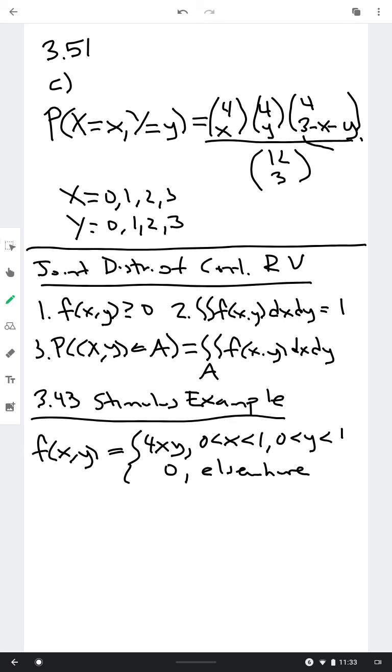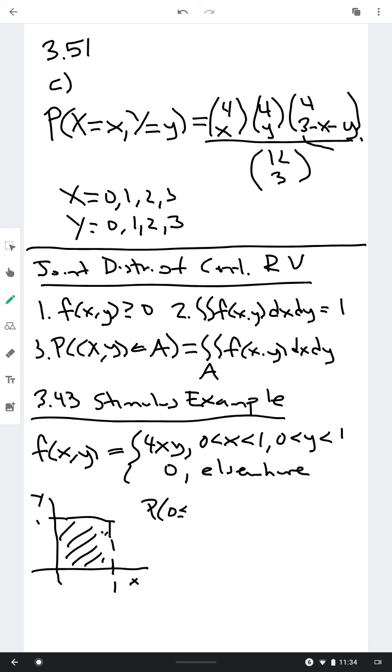Let me just draw the region of my function here. When it comes down to it, my region is really just this square in the XY plane. And part A asks, what's the probability that X is between 0 and 1/2 and Y is between 1/4 and 1/2?